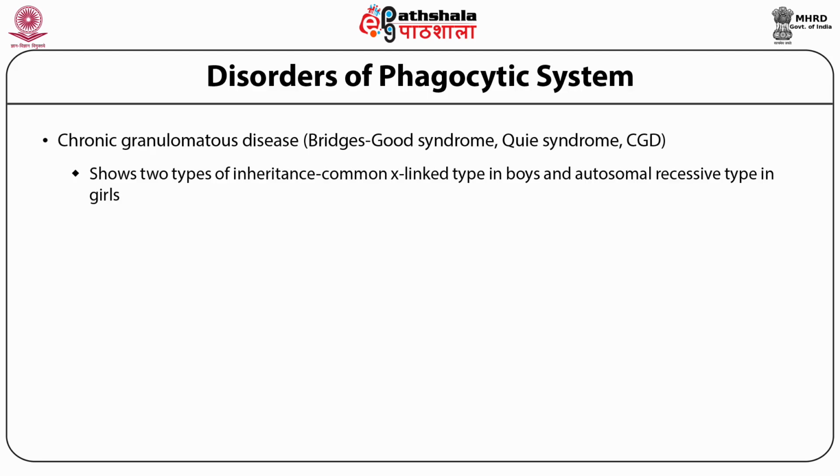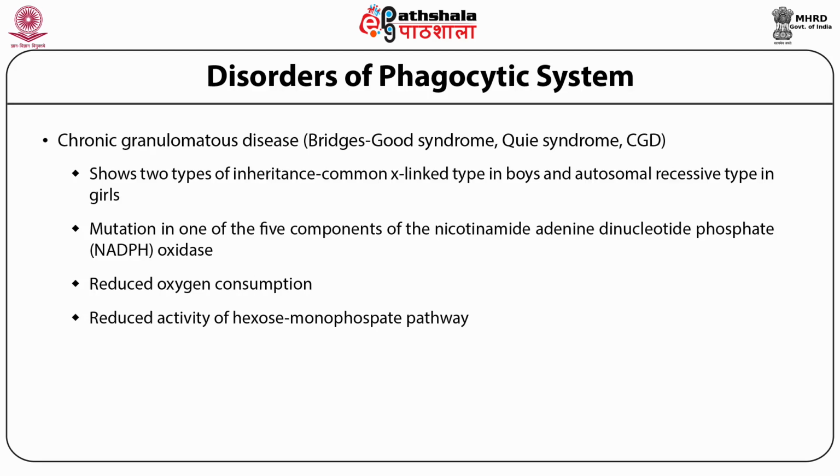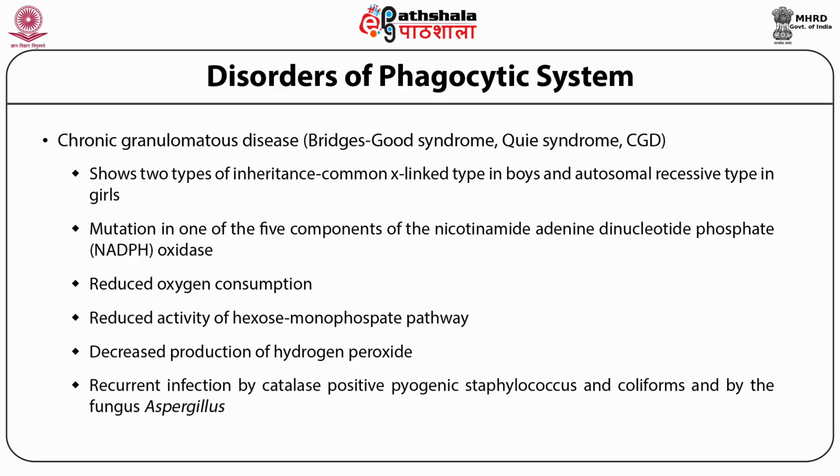The diminished activity of phagocytes lies in the defect in their metabolic processes due to mutation in one of the 5 components of nicotinamide adenine dinucleotide phosphate, that is NADPH oxidase, leading to reduced oxygen consumption, reduced activity of the hexose monophosphate pathway, and decreased production of hydrogen peroxide, which is very important for bactericidal activity. The bacteria generally involved in recurrent infection are catalase-positive pyogenic Staphylococcus and coliforms. The fungus Aspergillus has also been associated with the disease. The disease is chronic and generally fatal.